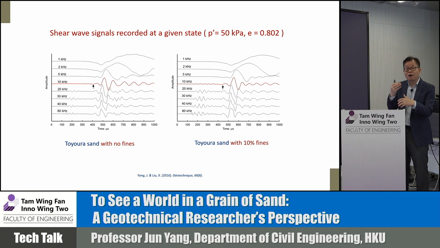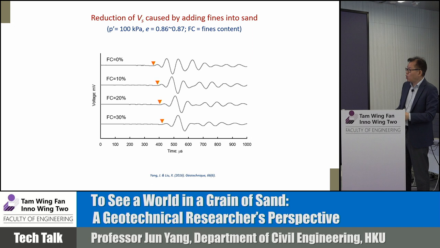So this effect can be observed more clearly here. We have four specimens with different percentage of fines. We can see the travel time of the shear wave will increase with increasing fines content. In other words, the shear wave velocity will be reduced when we add fines into the sand.